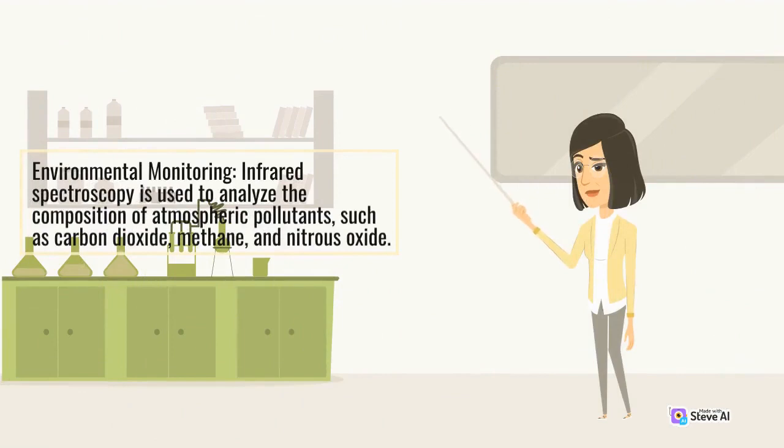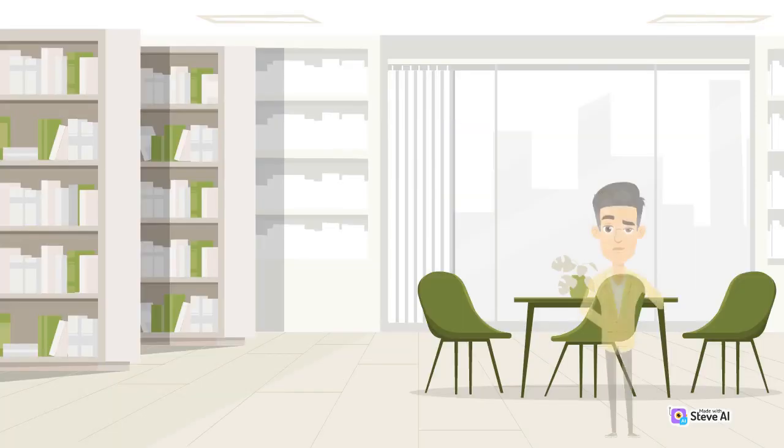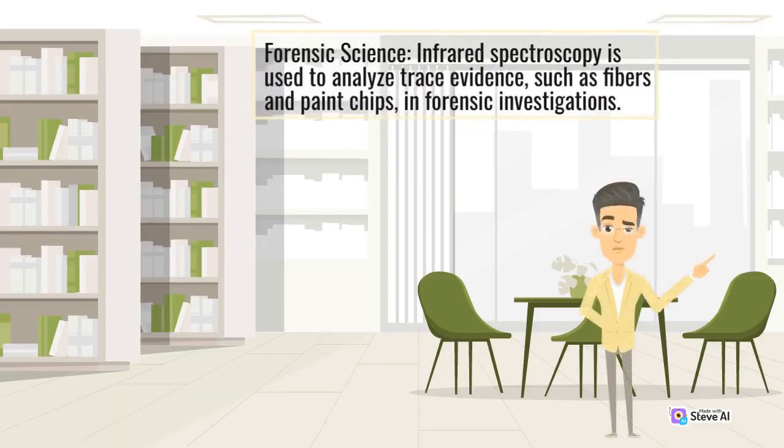Environmental monitoring. Infrared spectroscopy is used to analyze the composition of atmospheric pollutants, such as carbon dioxide, methane, and nitrous oxide. Forensic science. Infrared spectroscopy is used to analyze trace evidence, such as fibers and paint chips, in forensic investigations.